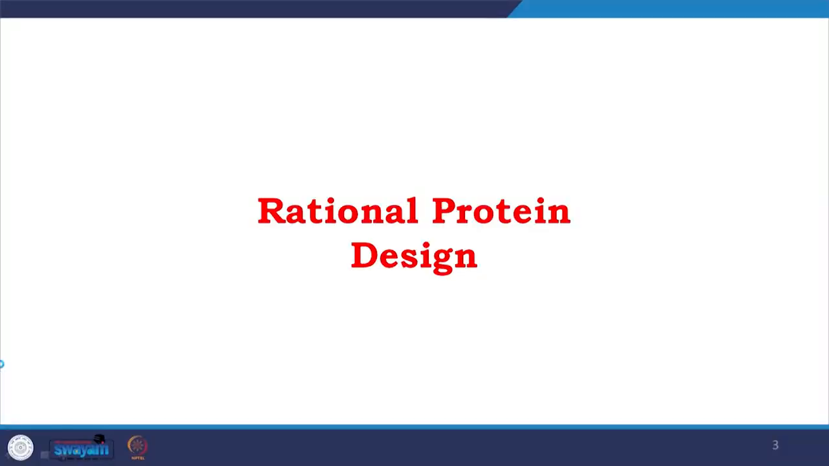Hi everyone, welcome again to the course of Structural Biology. We are going through the module of Protein Engineering. We are talking about strategies of protein engineering, and today is a continuation of what I was talking about, the rational protein designing. So, in short, rational protein designing is a designing of protein with logic.